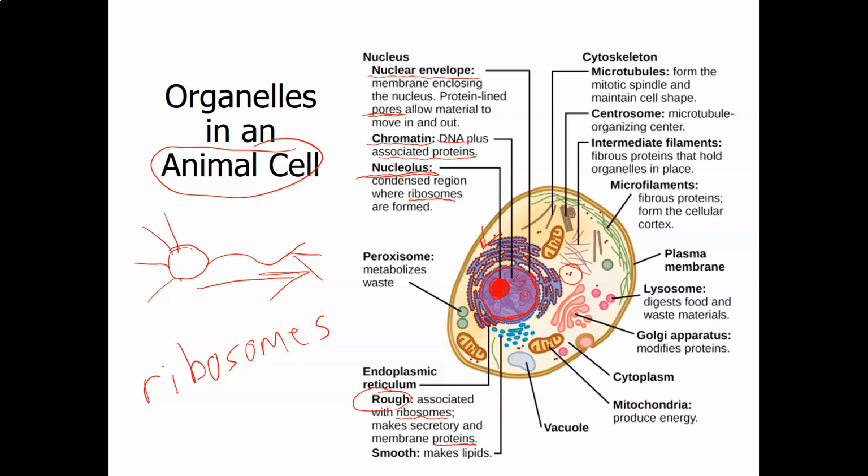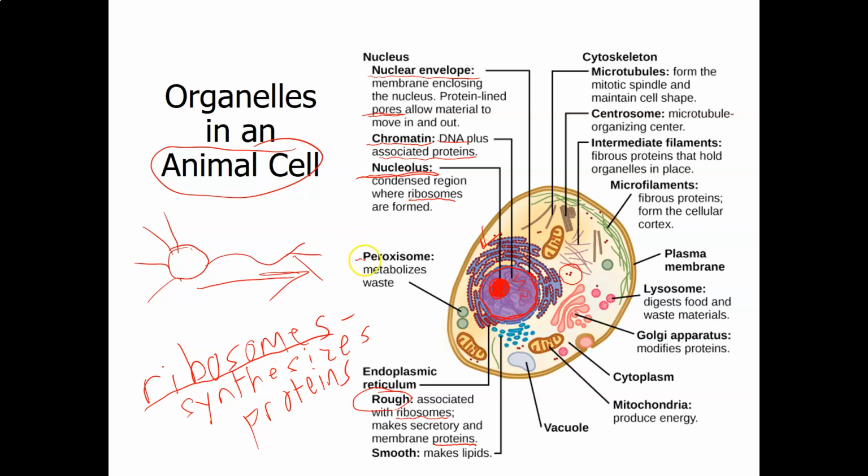An organelle has to be surrounded by a membrane. But ribosomes do synthesize proteins. So it's important to know them as well. And it is the nucleolus inside the nucleus that makes the ribosomes. Okay? And then we have organelles called peroxisomes.